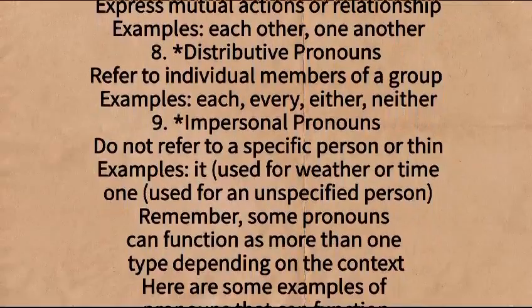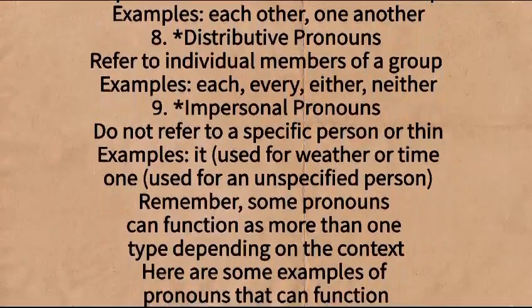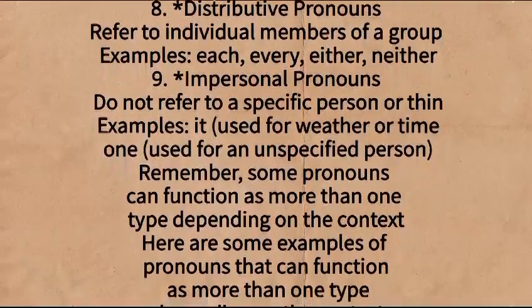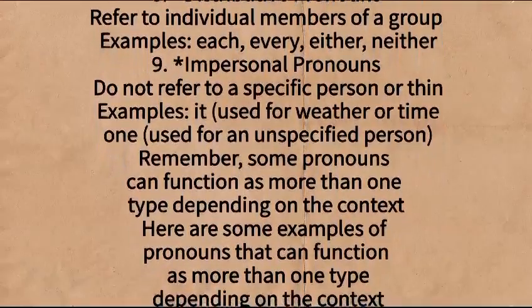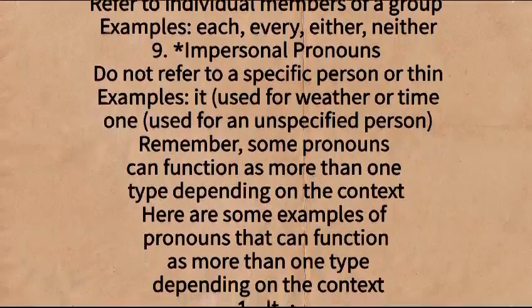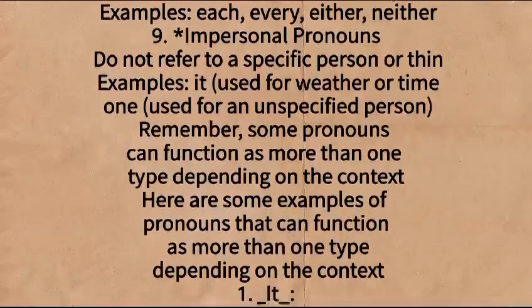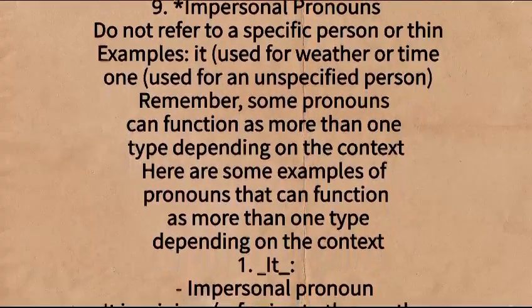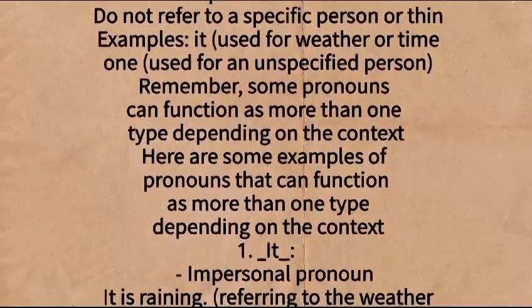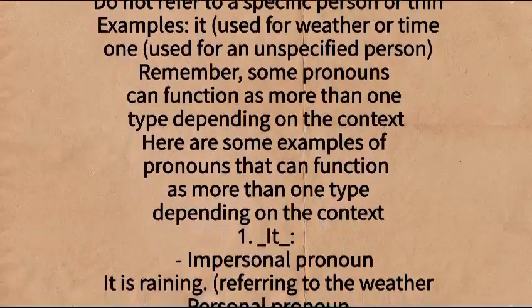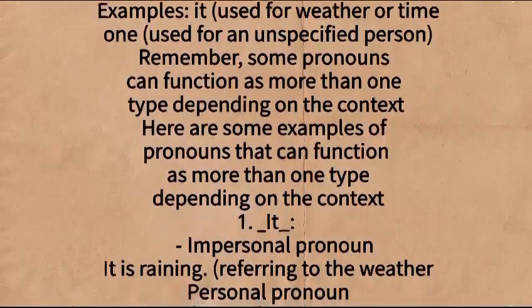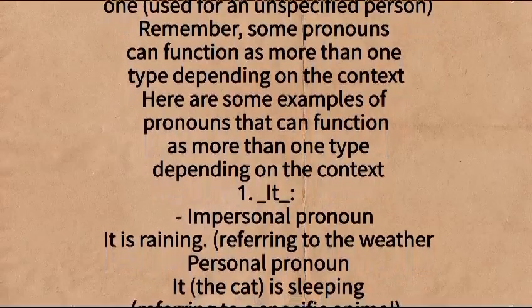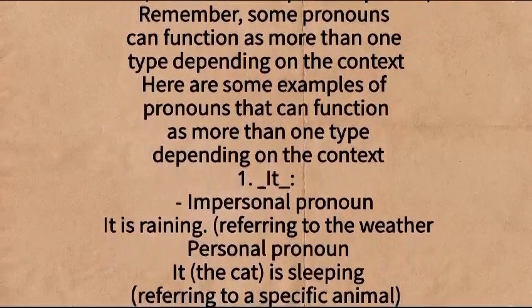Number 8. Distributive pronouns. Distributive pronouns refer to individual members of a group. Examples: each, every, either, neither. Number 9. Impersonal pronouns. Impersonal pronouns do not refer to a specific person or thing. Examples: it, used for weather or time. One, used for an unspecified person.